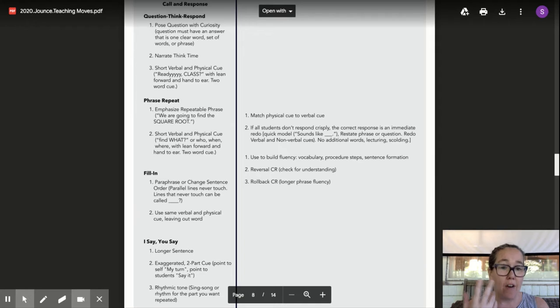Second step, I'm going to narrate think time. Oh, everyone's thinking. 2 lines that meet at a 90-degree angle are think. Really brief narrative think time. And then the third thing, I'm going to give a short verbal and physical cue. This might look different in a virtual space than it does in a classroom. I just want to make sure my cue is contained to the space where students can see me and that my cue is really clear in this environment.